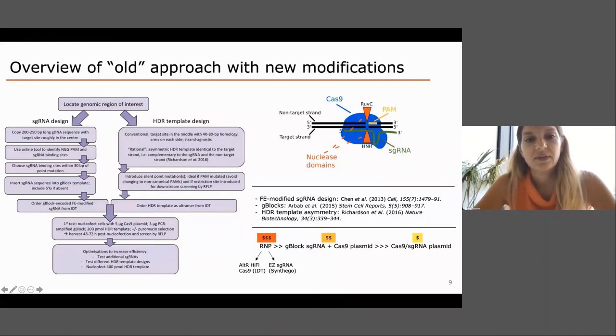For the HDR template design, for a point mutation, you basically only need a single-stranded ODN, so it's fairly easy. You can go for the rational design approach, which is what I briefly alluded to earlier, where you can design an asymmetric HDR template that's identical to the target strand and will hybridize to your non-target strand. And the reason it's asymmetric is because of this release mechanism. There are more details in this reference, but also, as I mentioned, in my own work. I've touched upon the silent mutations already and their importance, so I won't go into further detail on that.